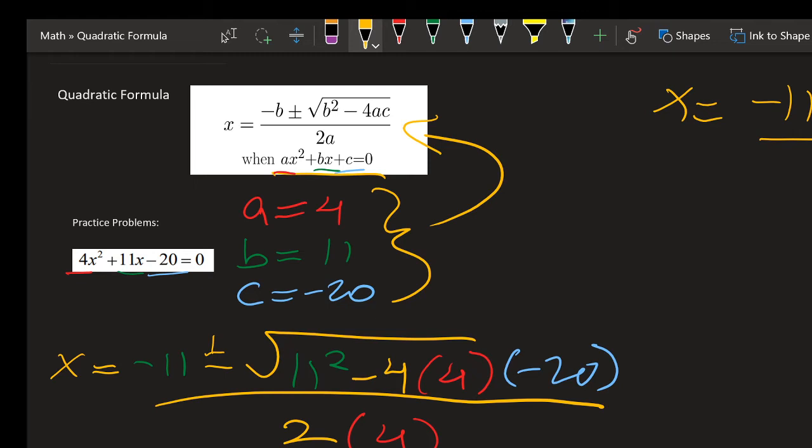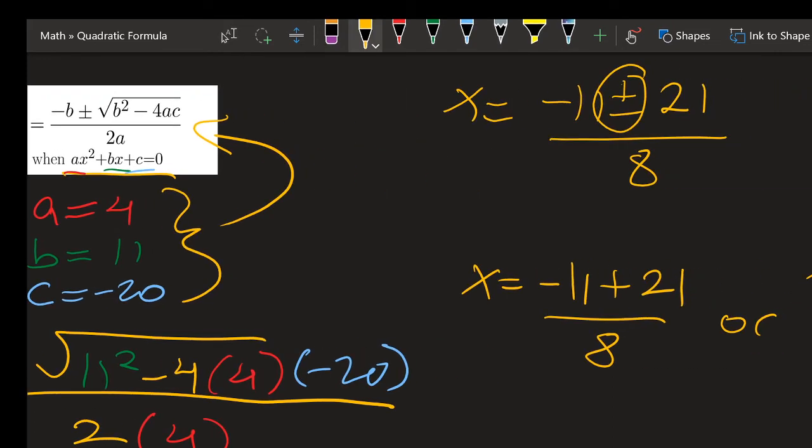Now, since there's a plus or minus, we can say that x equals negative 11 plus 21 over 8, or we can say that x equals negative 11 minus 21 over 8. Now if we simplify this, we get that x equals 5 over 4. And if we simplify this, we get that x equals negative 4. So we can rewrite this as x equals 5 over 4, or that x equals negative 4.